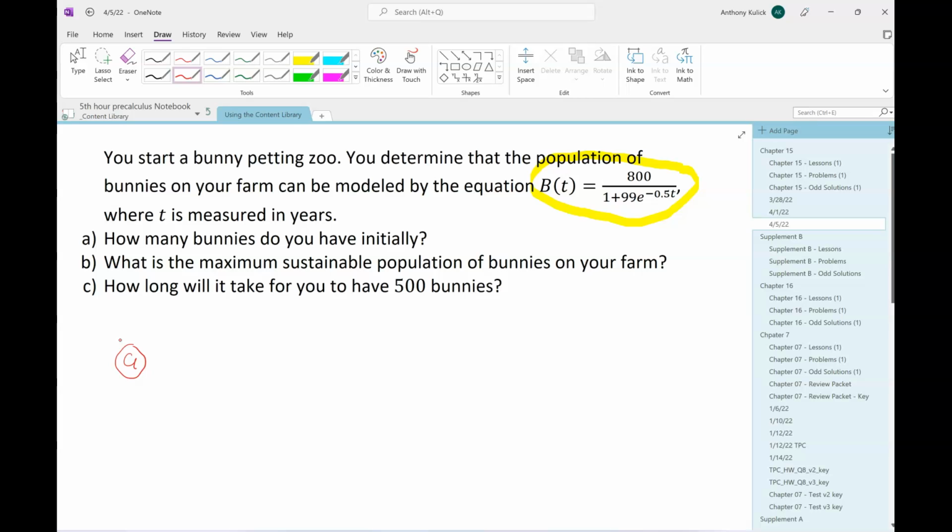What, Mr. Kulik? 800 is incorrect. What time is represented by initially? What value of t would you say is initially?